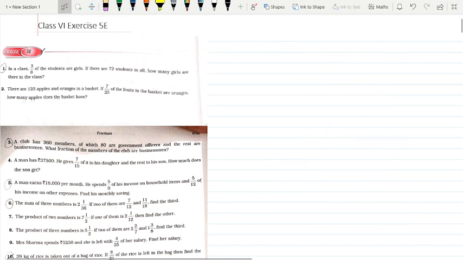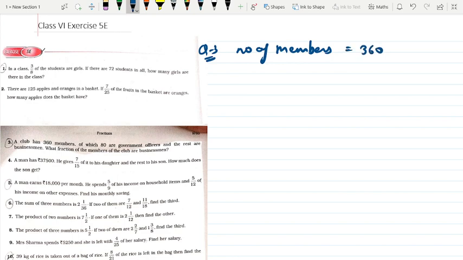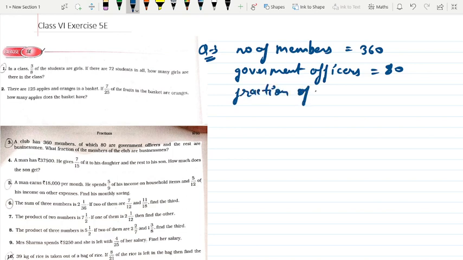Now next, question number 3. Solution of question number 3. Number of members in this question: total members are 360, and the government officers are 80. Then in this question we need to find out the fraction of businessmen, the fraction we need to find out.